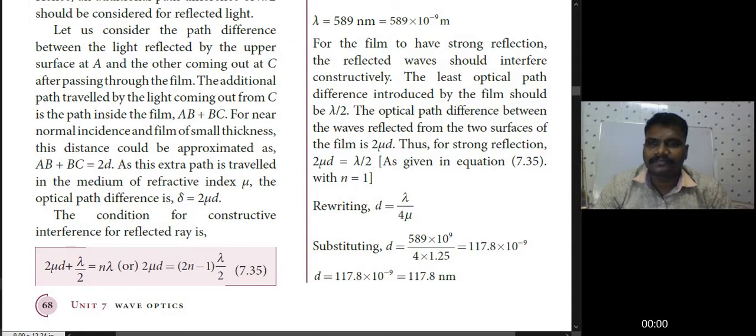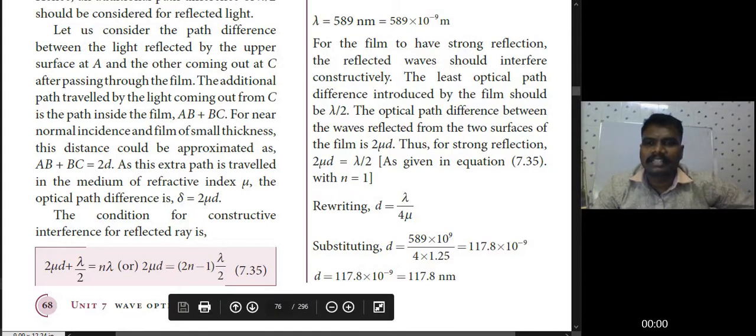Today's session is Unit 7 from your 12th standard physics subject, Wave Optics. The last topic, let me continue. The condition for constructive interference for reflected ray is 2 mu d plus lambda divided by 2 is equal to n lambda, or 2 mu d is equal to (2n minus 1) into lambda by 2.